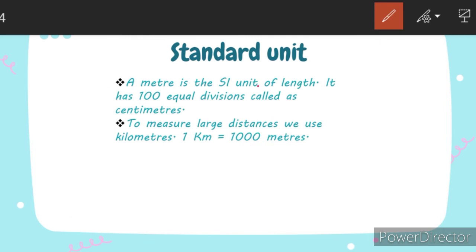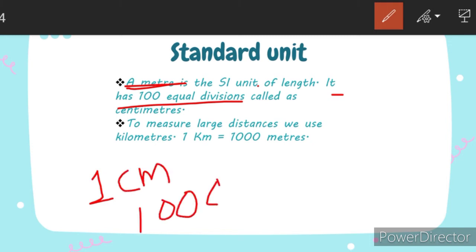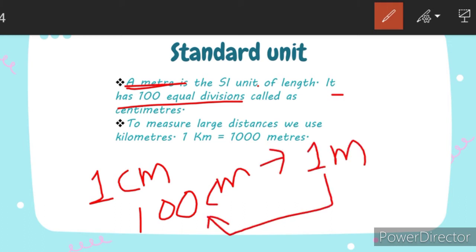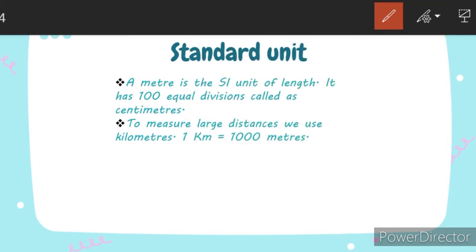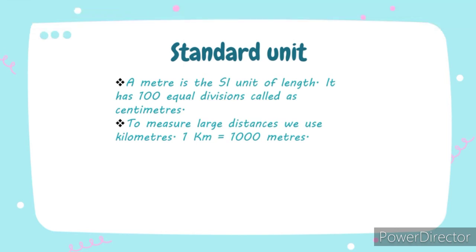Now what is the SI unit of length? A meter is the SI unit of length. It has 100 equal divisions known as centimeters. Let's say 100 centimeters is equal to 1 meter. So we can say that a meter has 100 divisions, and those 100 divisions are your centimeters. Which means 1 centimeter will not be equal to even a meter. To measure large distances we use kilometers, because in order to measure large distances you cannot just use centimeters, since the number will go so high.